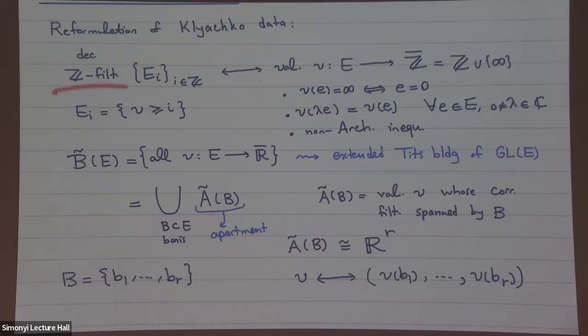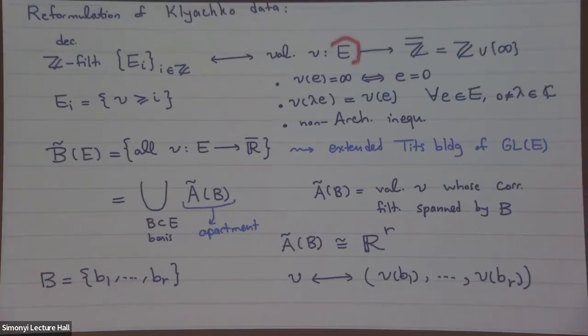So each Z filtration can be thought of as a valuation on the vector space E. It's just an R-dimensional vector space. It takes values in Z, or Z and infinity. I recall about vector space valuation, or what I mean by a vector space valuation is something where the zero vector has value infinity, and is the only vector with value infinity. It extends the trivial valuation on the base, the ground field. So for every non-zero vector, a constant multiple has the same valuation. And it satisfies the non-Archimedean inequality.